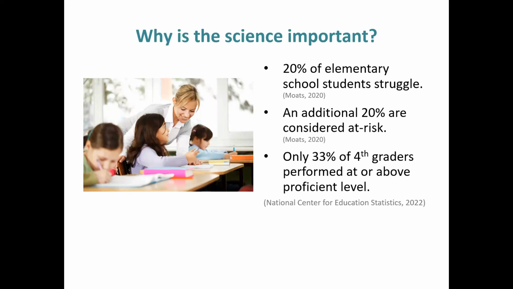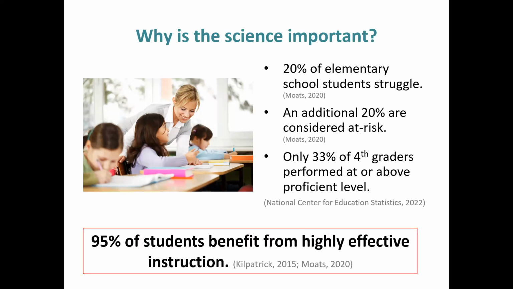But research shows that 20% of elementary school students struggle to learn to read, and an additional 20% are considered at risk. Furthermore, only 33% of fourth graders performed at or above the proficient level on the most recent National Reading Assessment in 2022. However, there's good news. 95% of students can benefit and be taught to read proficiently using highly effective instruction.